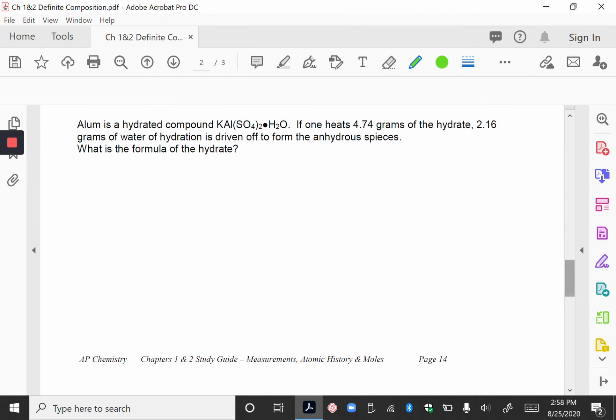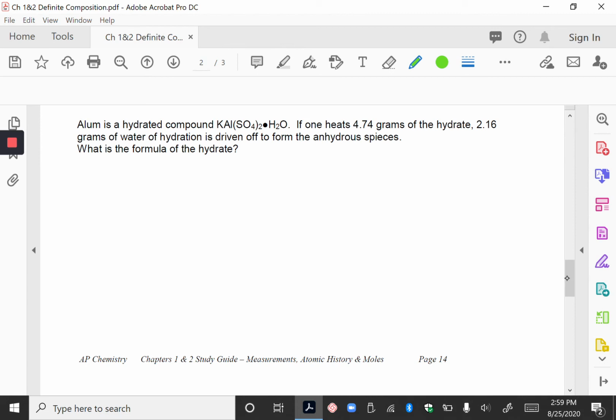Alum is a hydrated compound, KAl(SO4)2·12H2O. Ooh, that's a mouthful here. I think they use alum in cooking. I've never really used it, but I've seen it like at Kroger and stuff when I go shopping.